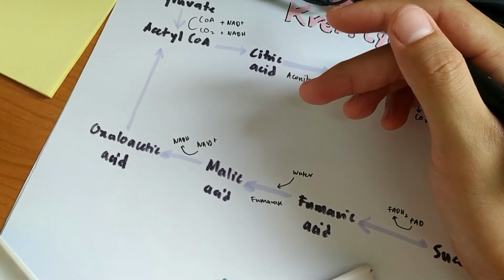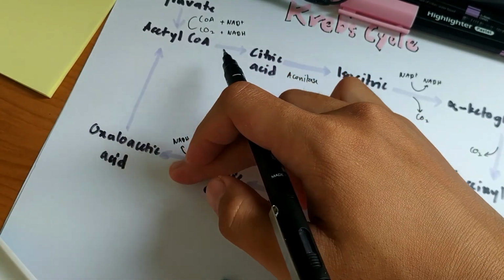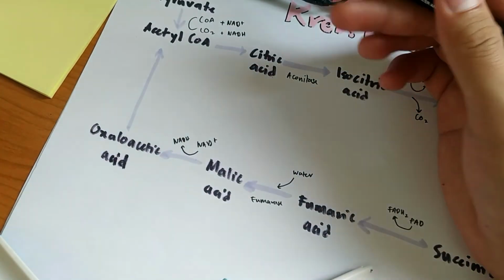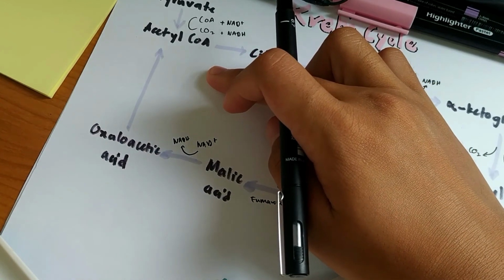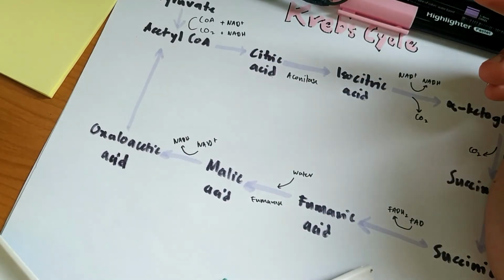Then the result will produce the oxaloacetic acid, which will react with acetyl-CoA and start the cycle again, which forms the citric acid.